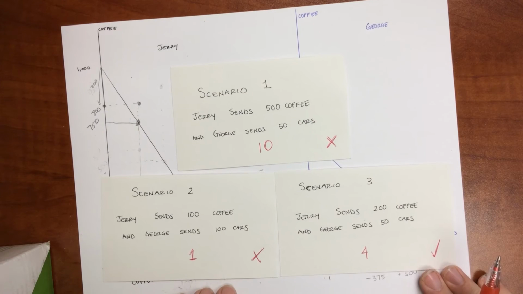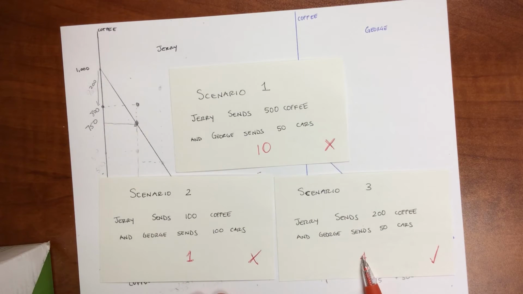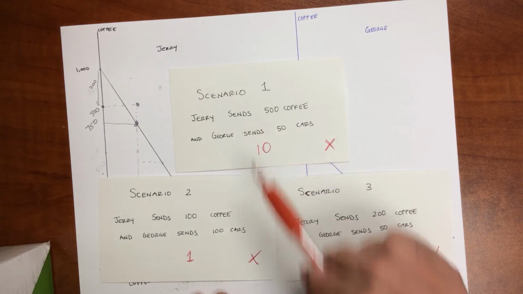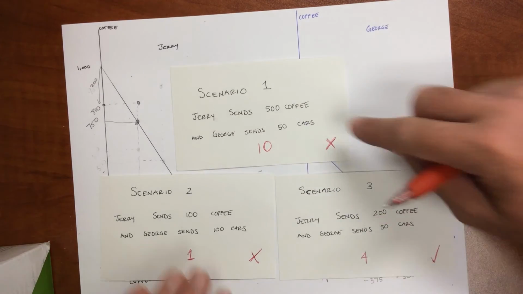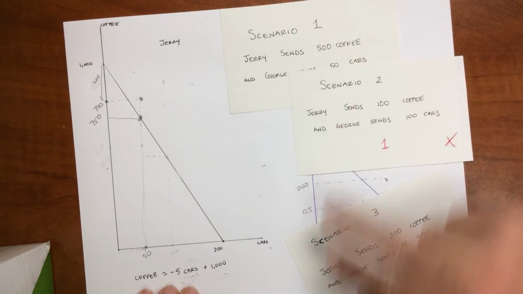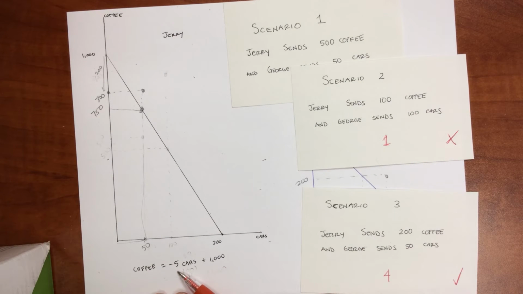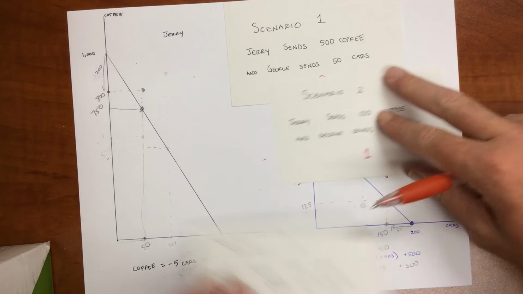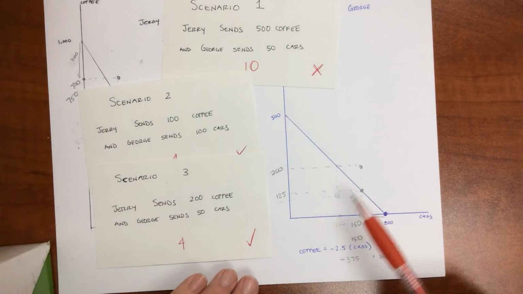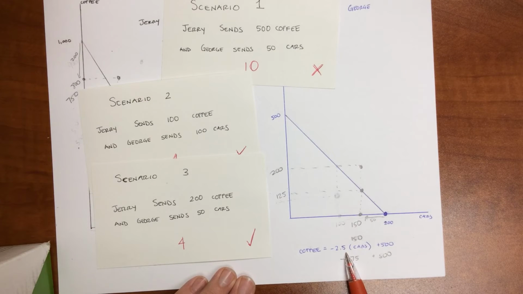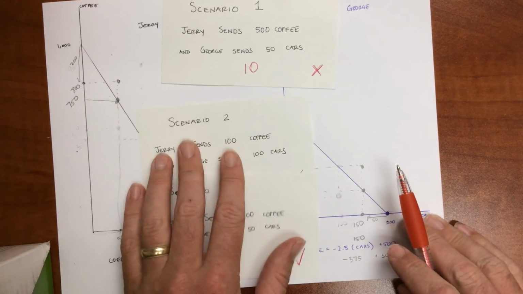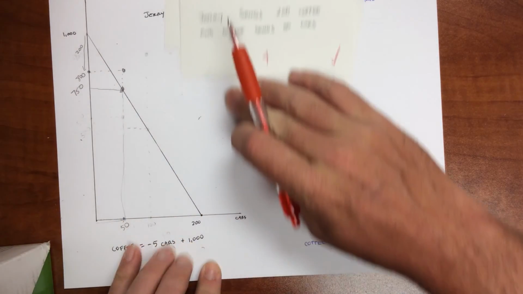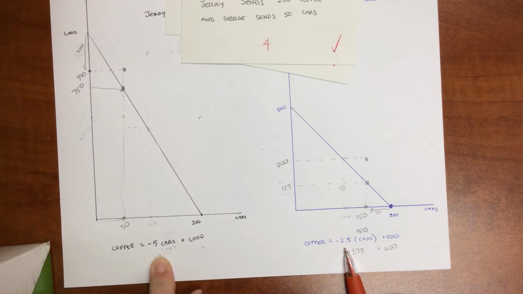So why is it that the trade cost at 4 was accepted while 1 and 10 was not? Well, this has to do with the opportunity cost. The opportunity cost for Jerry was 5. To produce a car, it cost him 5 cups of coffee. For George, the opportunity cost was 2.5. So for every car, he'd have to give up 2.5 cups of coffee. So any trade between the numbers of 2.5 and 5 makes both individuals better off.